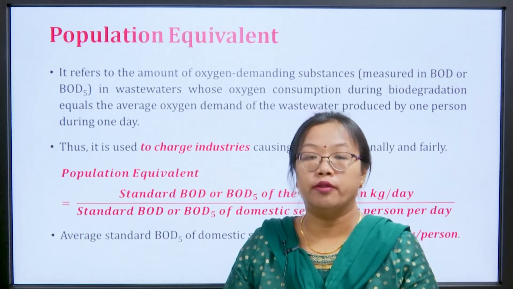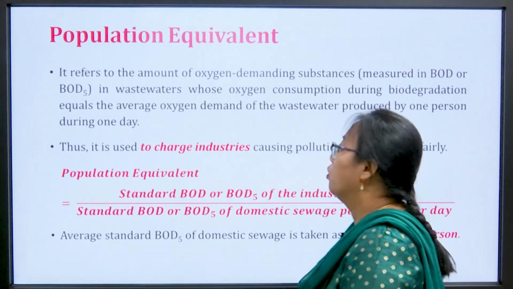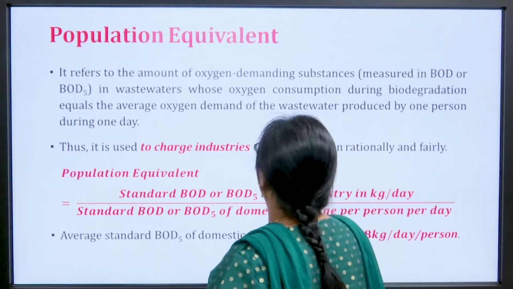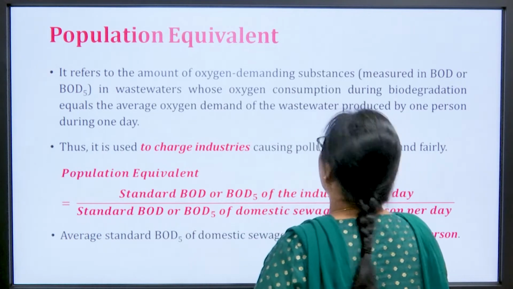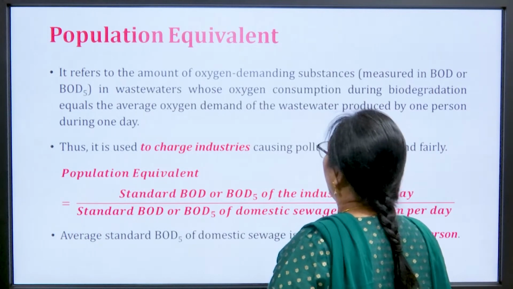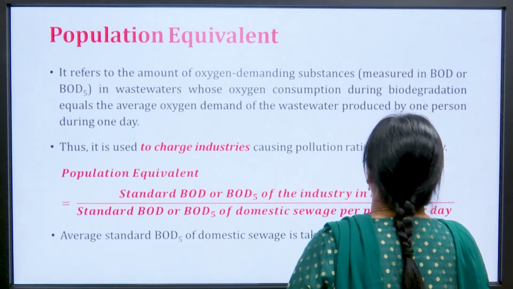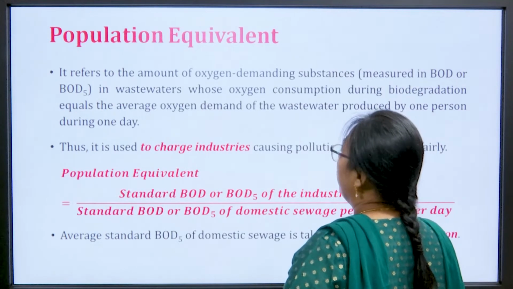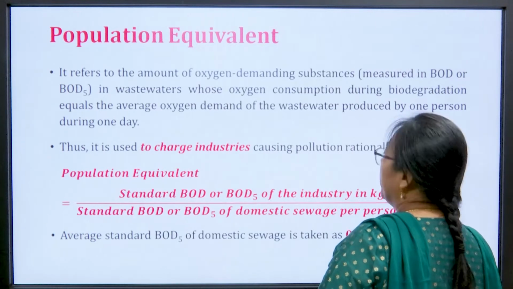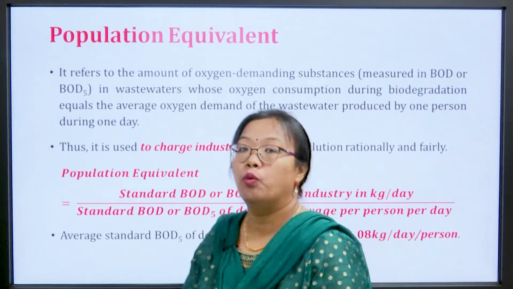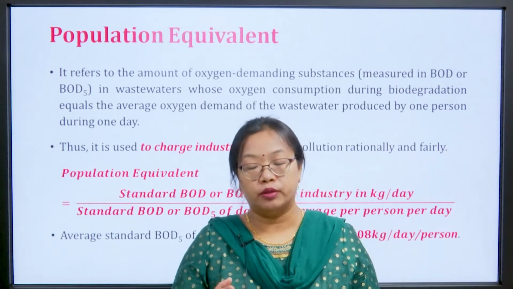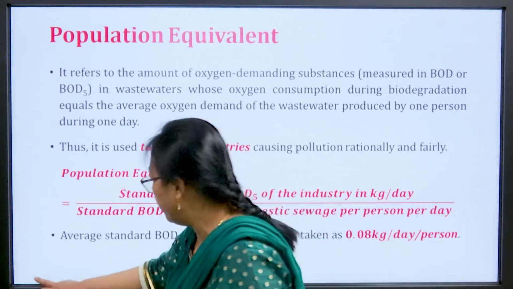It is a very important topic, and what is it? Population equivalent refers to the amount of oxygen demanding substance, measured in BOD or BOD 5, in wastewater whose oxygen consumption during biodegradation equals the average oxygen demand of wastewater produced by one person during one day. So, what does it actually mean? Let me explain this with an example.